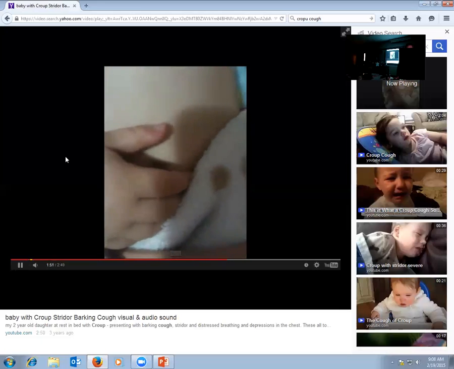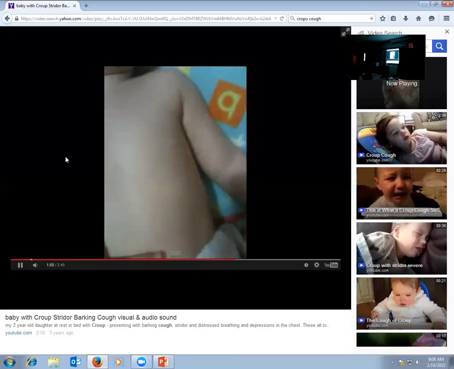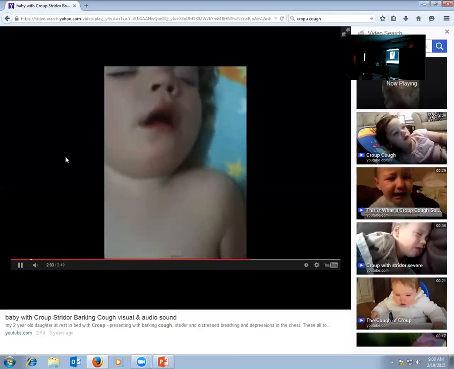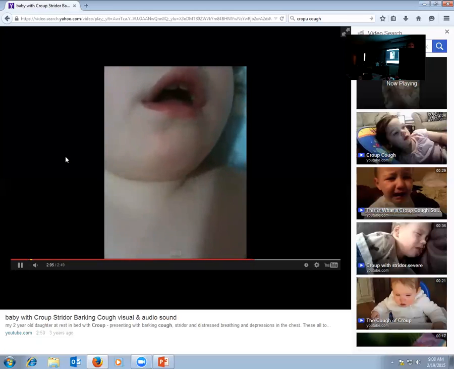So I think they're showing the retractions. Usually the higher up the retractions are, the worse it is. Kids with asthma will get retractions too. They've been way up here, and that usually clues you in. The higher it is, the worse it is.